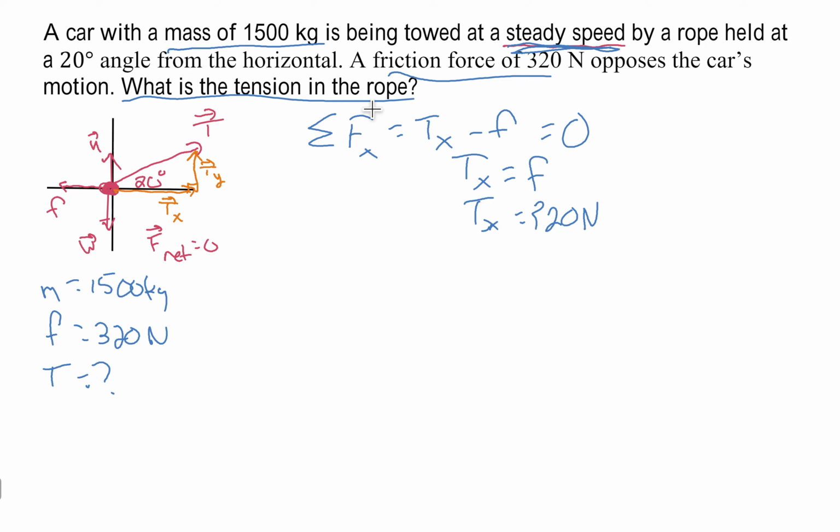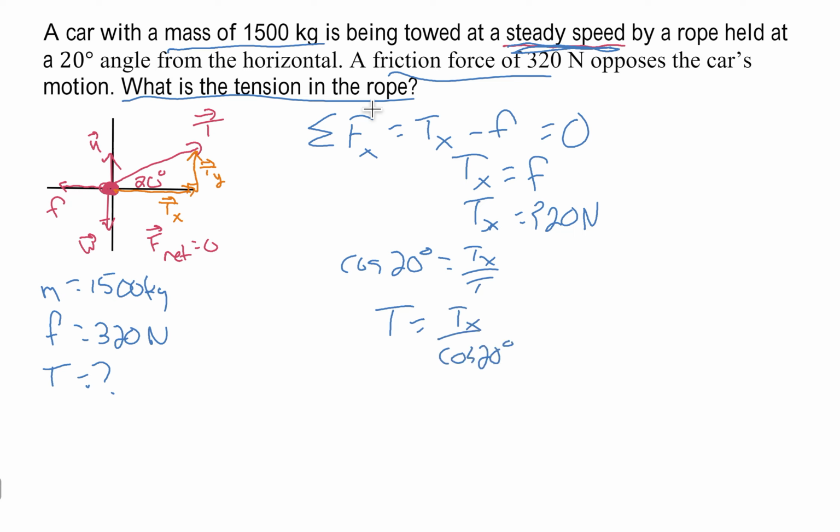I'm looking for T, so I'm going to have to solve for that one. I'm going to multiply both sides by T. That gives me T cosine 20 degrees. I'm going to have to divide both sides by cosine 20 degrees now to get T by itself. So I have T equals T sub x over cosine 20 degrees.